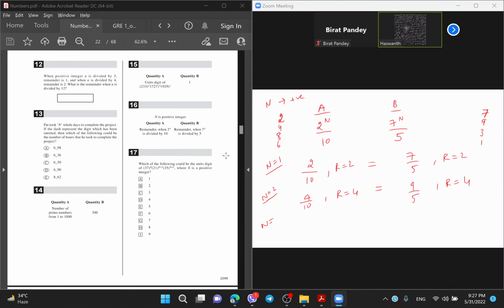But when n is 3, 2 cube 8 by 10, remainder is 8. Whereas here 7, 9, 3, 1, third number 3, 3 by 5, remainder is 3. In this case, quantity A is greater. When n is equal to 1 or 2, we are getting both are equal. But when n is equal to 3, we get that quantity A is greater. Right? N is equal to 1 or 2, equal; n is equal to 3, quantity A is greater. So dual relations, we will select option B. That relationship cannot be determined.